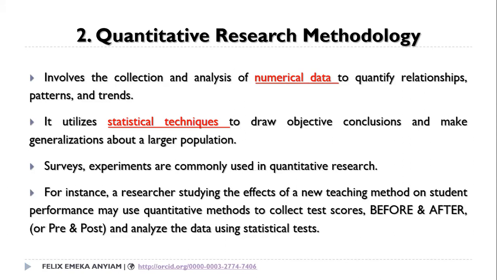But if the test scores are measured in percentages, not in average, they are measured in percentages before and after, you're going to be using McNemar chi-square. McNemar chi-square is a type of chi-square that is used when you're measuring differences in proportion before and after an intervention. I just thought I should add that.